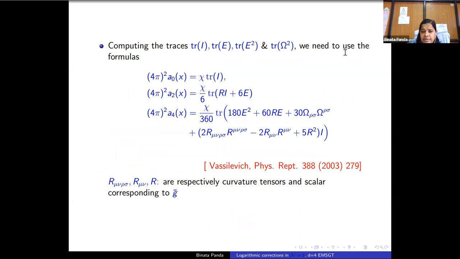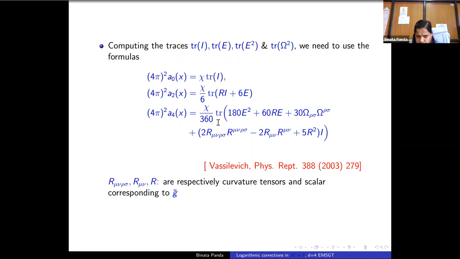You can basically write down these coefficients as a trace of these matrices, right? So the trace is taken over all the field indices. The trace here is a field space calculation, so you have to calculate this over all the field indices, all the fields present in your theory.